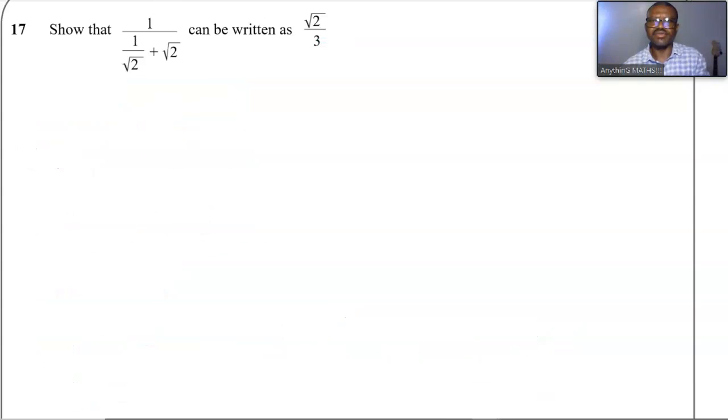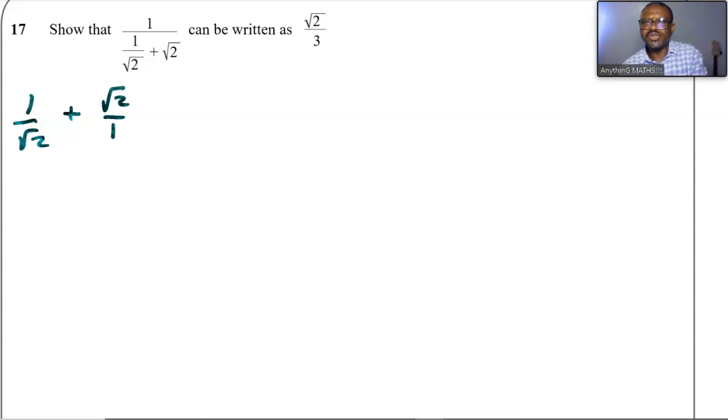It says show that 1 over root 2 plus root 2 can be written as root 2 over 3. This is quite difficult when you look at it, but it is not. So what we have to do, we have to simplify the denominator first, using the idea of adding fractions. So we're going to write 1 over root 2 plus root 2 over 1.